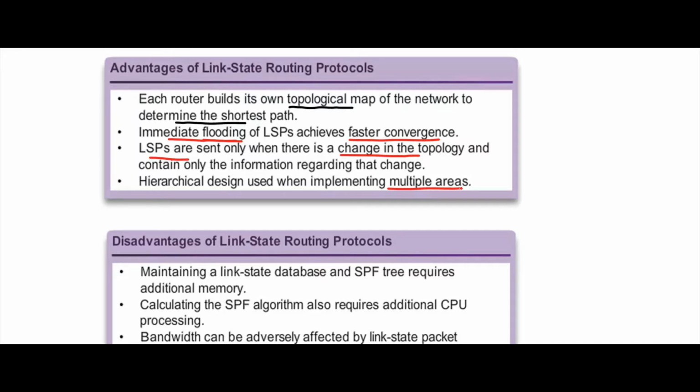So in multiple areas, definitely you have to go for the link state routing protocol, because it maintains some hierarchy. You may not understand this point here; you will understand it only after completing lecture number 7. Distance vector, as we discussed, has a flat topology design, whereas the link state routing protocol supports a hierarchical design.